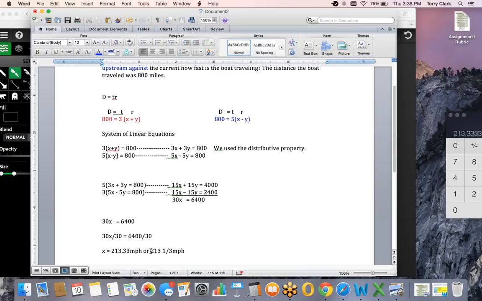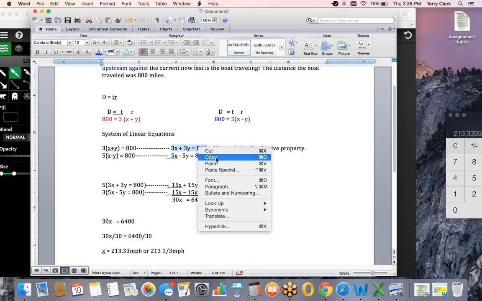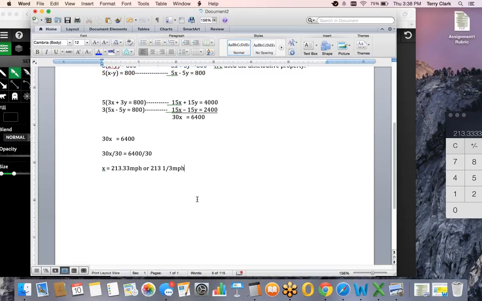If we wanted to figure out what y was, we would have to take that 213.33 and plug it back into one of these formulas here. We could plug it into this one or this one. So let me change these to a different color so we can see. Well, let me just copy them. We could plug it into this one. It doesn't matter which one we plug it into. We could plug it into this one and solve for y.